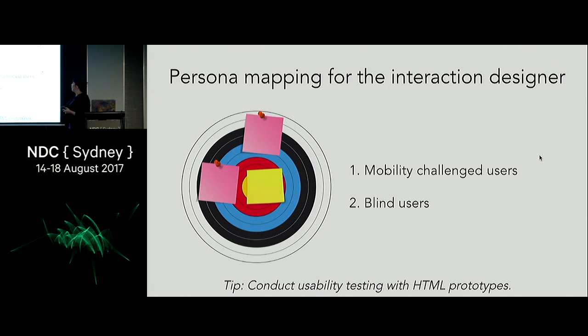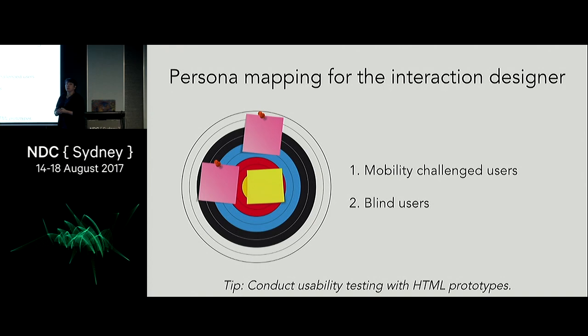Persona mapping for the interaction designer. If you're doing interaction design, you're really thinking about user behavior and task flows. So mobility challenged users, anybody who might use a keyboard or people who have limited mobility. There are some people for whom it's physically painful to do 40 tab stops in order to complete a task. So it's great to use these people as your primary user that you're designing for.